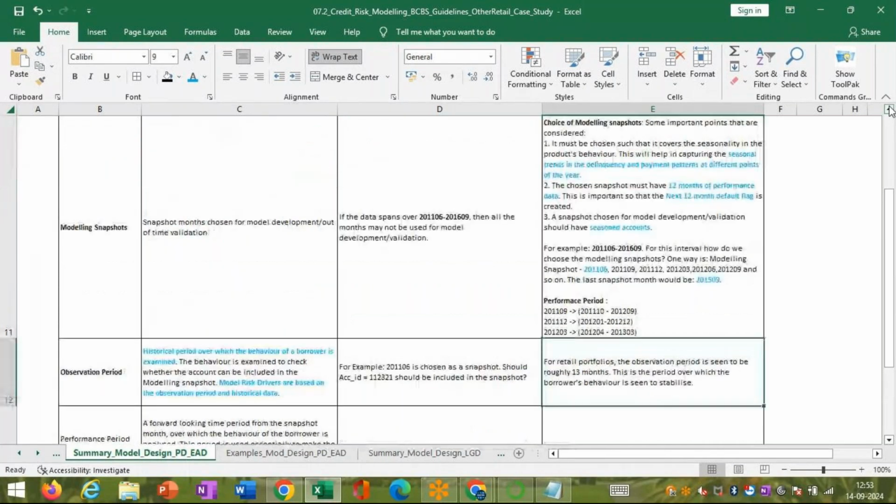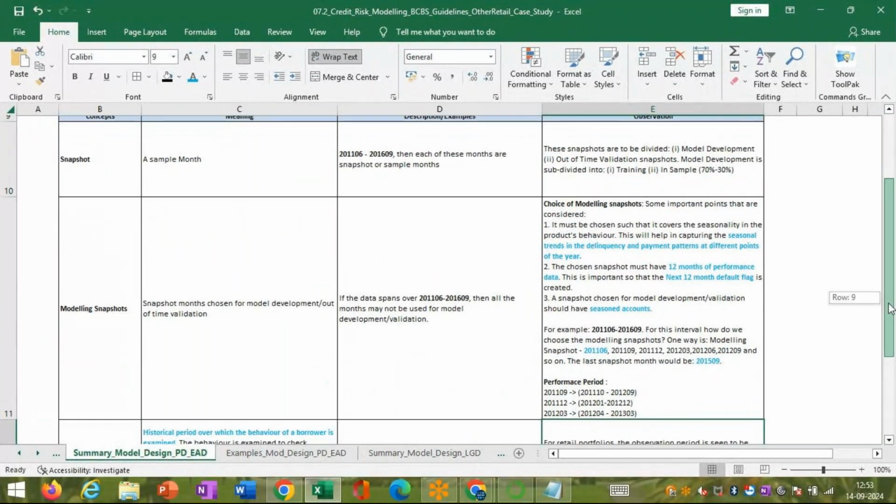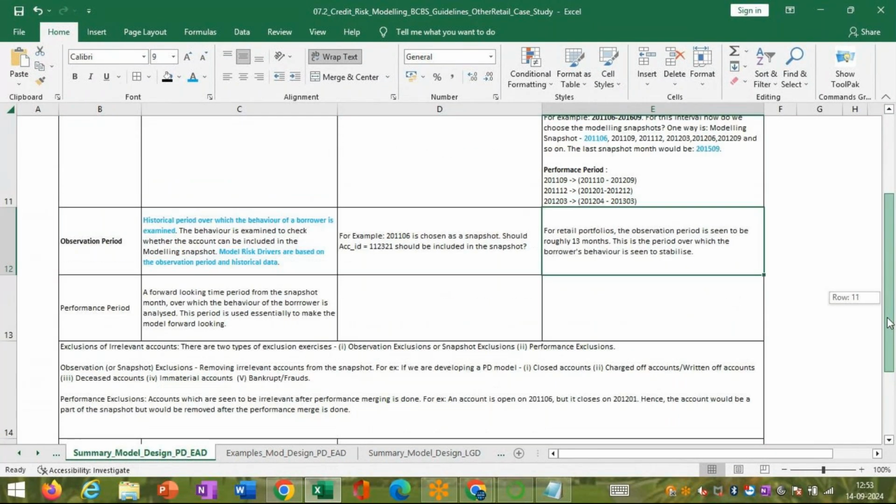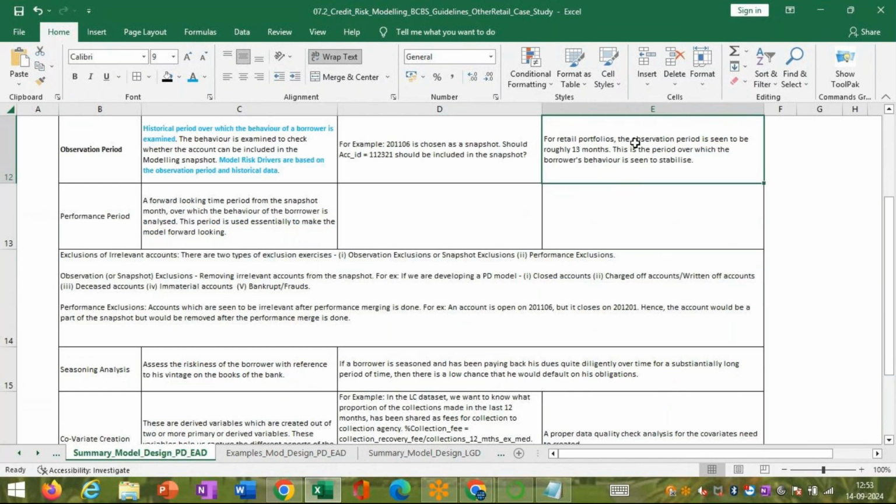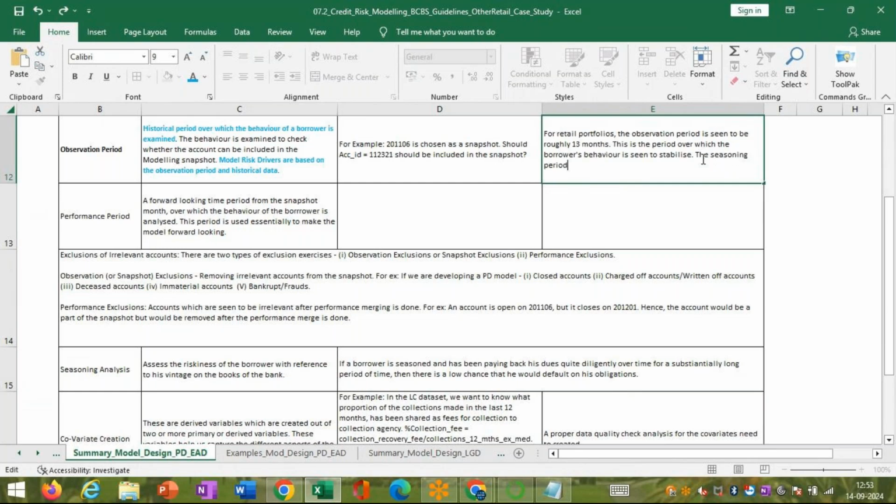So the next question that comes over here is that for retail portfolios, the observation period is to be seen roughly 13 months. So this is the period over which borrowers' behavior is seen to stabilize. This seasoning period is assumed to be or is arrived at through the seasoning analysis. So we'll talk about the seasoning analysis as well.